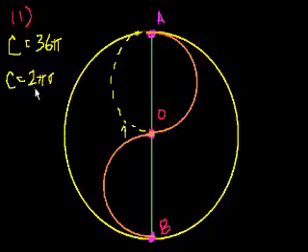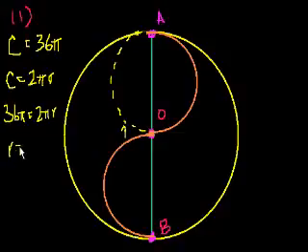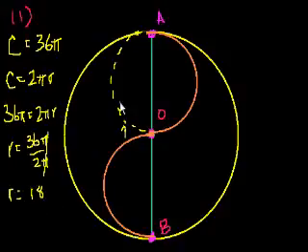So let's do the problem. Circumference is equal to 2 pi r. We know the circumference of the larger circle is 36 pi. So 36 pi is equal to 2 pi r. Divide both sides by 2 pi, and I'll switch the sides too. So r is equal to 36 pi over 2 pi. I just divided both sides by 2 pi. Pi's cancel out. 36 divided by 2 is equal to 18. And 18 is this length right here. We just figured out that's the radius of the larger circle.